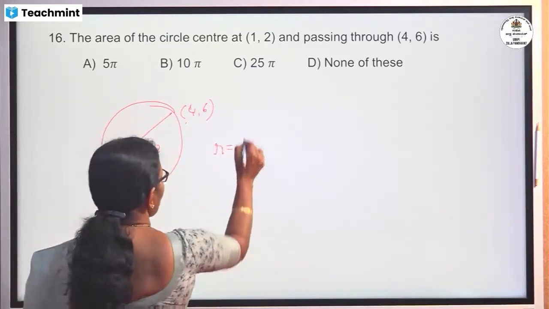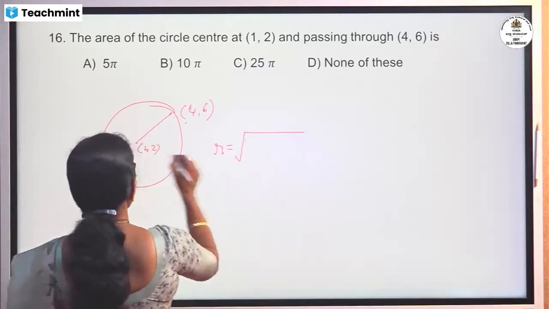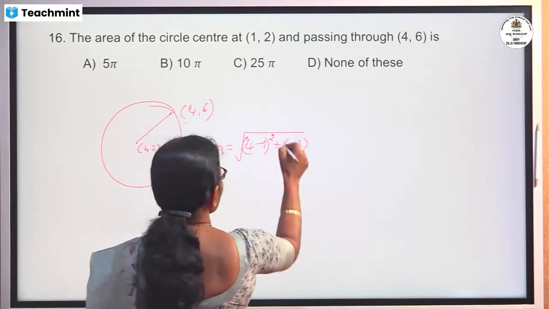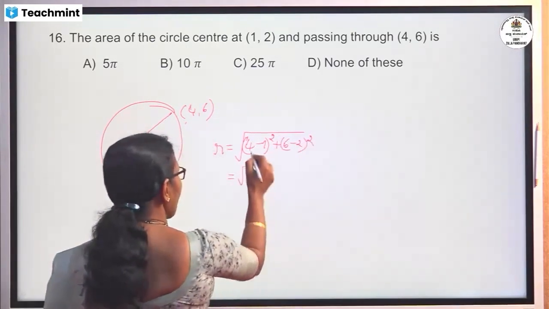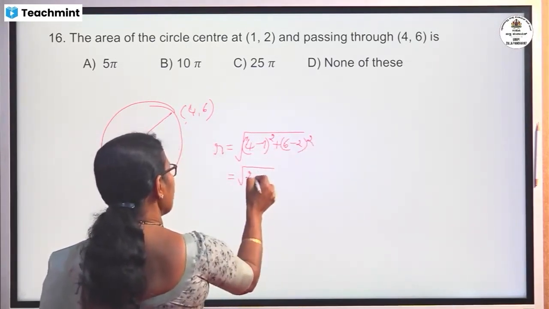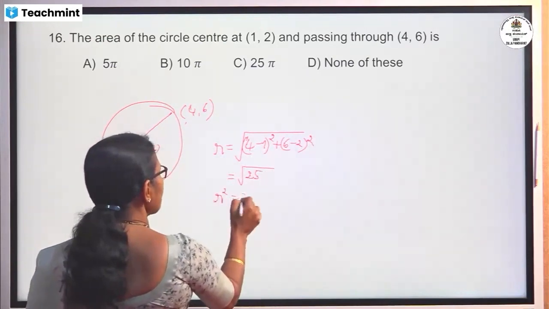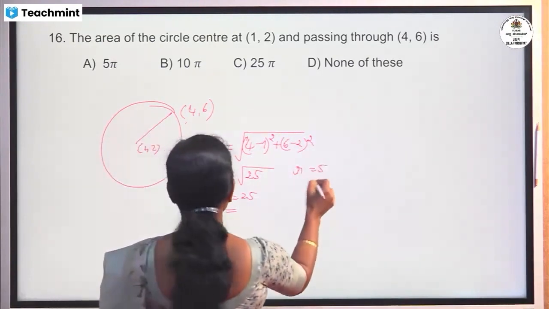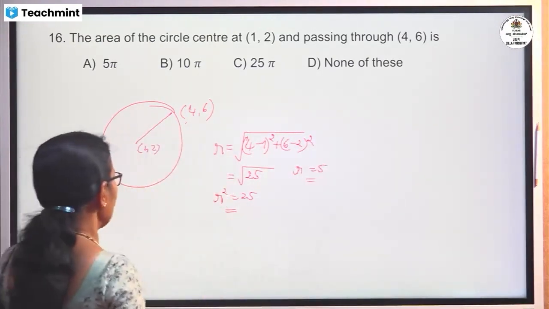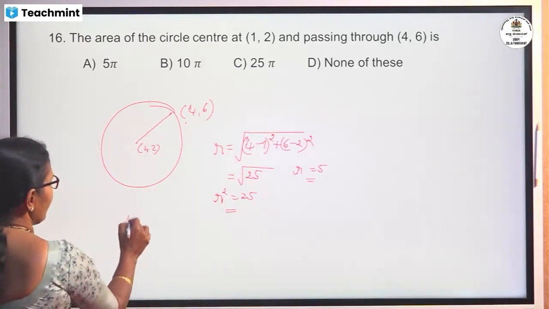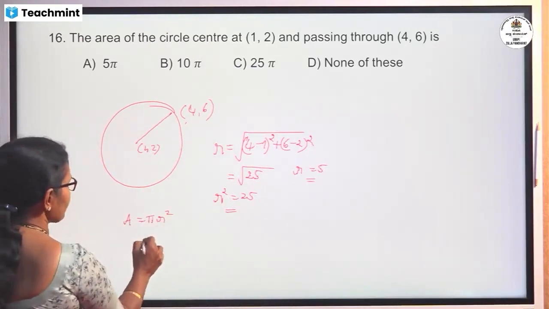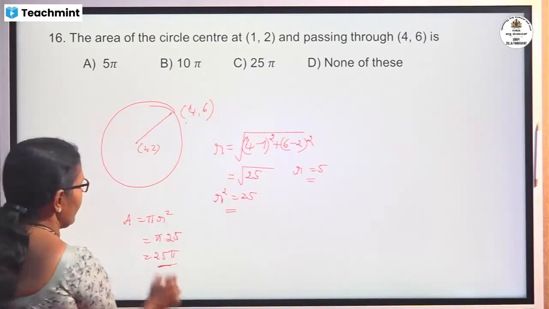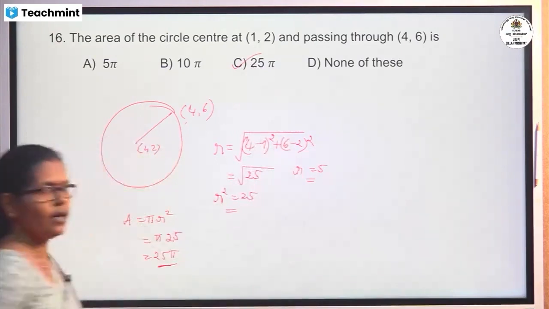Radius r is equal to the square root of (4 − 1)² + (6 − 2)². That is the square root of 9 + 16, that is 25. r² is equal to 25, r is equal to 5. Now the area of the circle, using the formula A = πr², is π into 25, which is equal to 25π. That is option C, the correct answer.